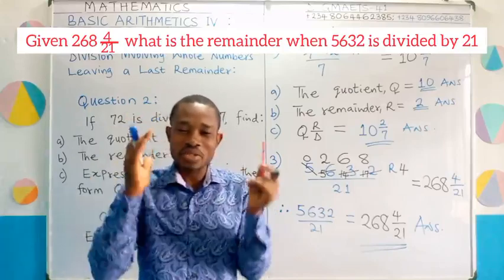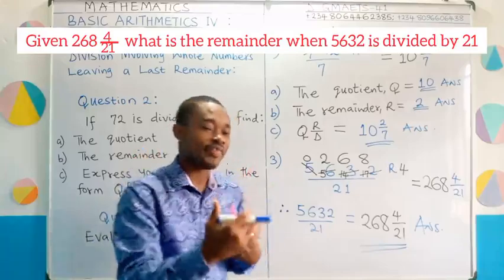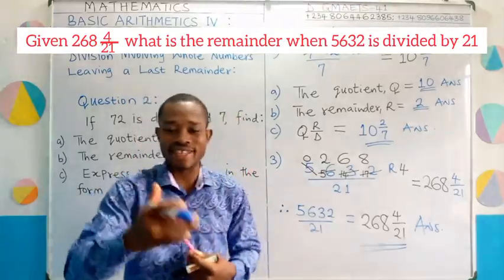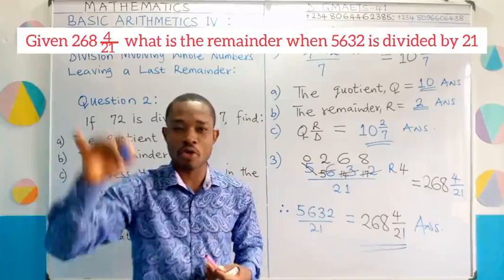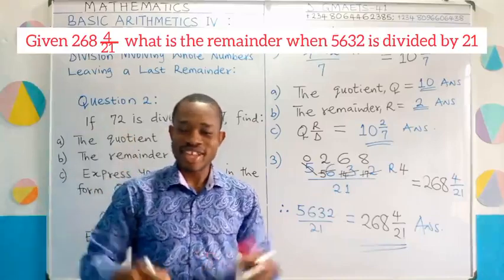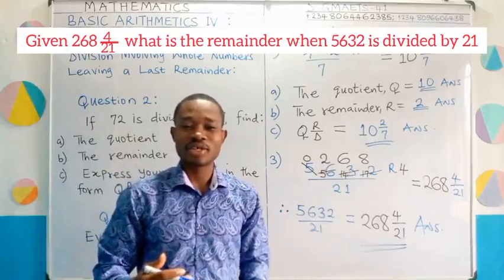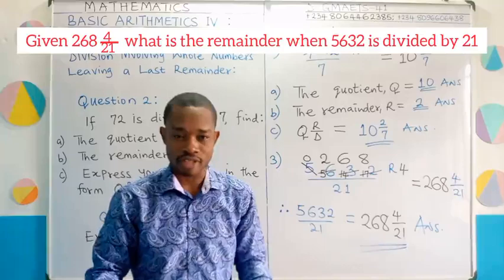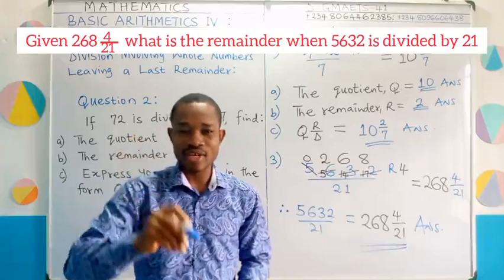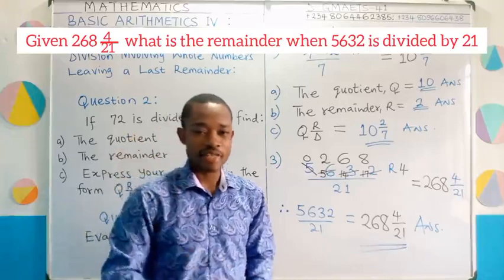You see, the idea of that question is simple. I know if you divide 5,632 by 21, the answer you will get in mixed fraction is 268 whole number 4 over 21. So I just gave you that question. And so somebody that does not understand this will start punishing himself or herself solving, whereas the answer is just there looking at him or her. So the answer there is 4.